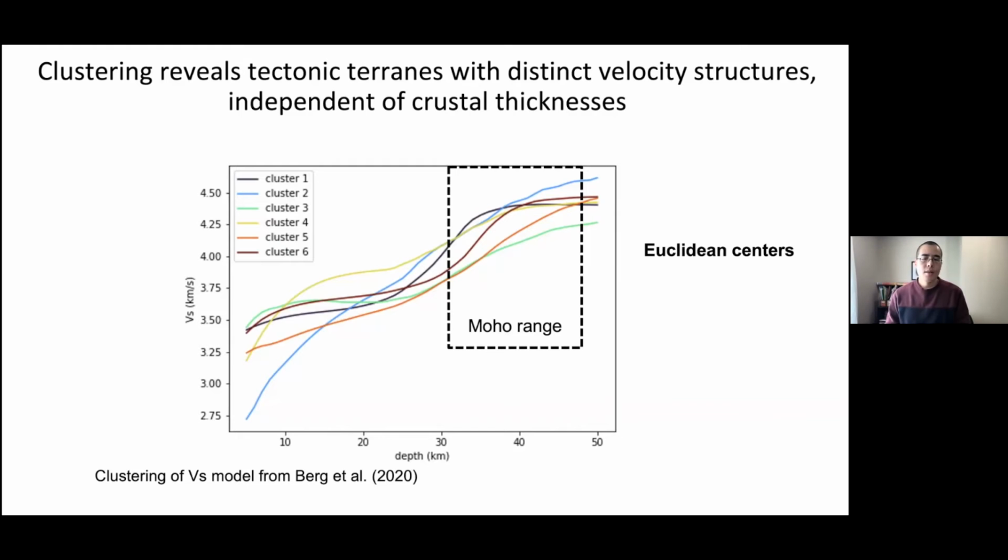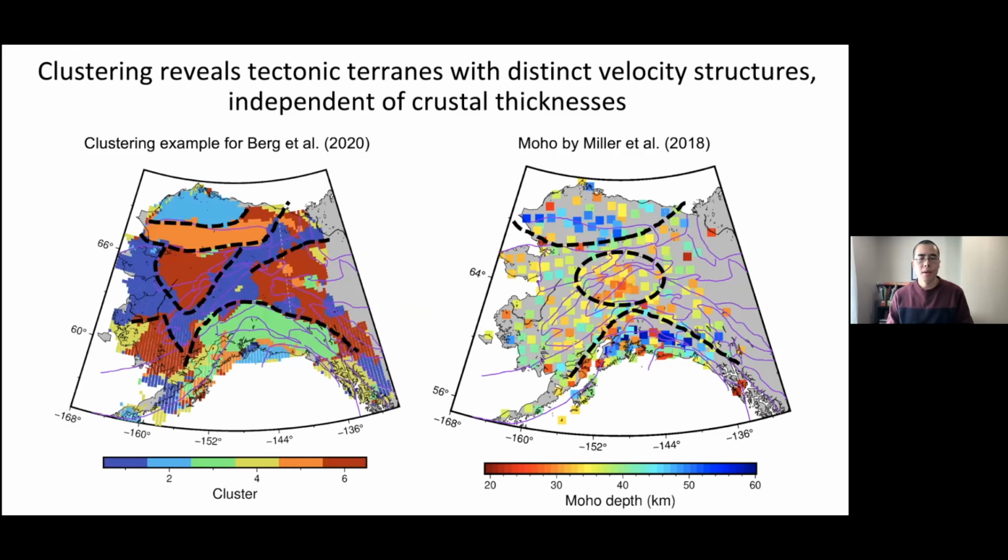We also plotted the cluster centers and compared that with the Moho range. While the Moho range is between 30 to 50 kilometers, a lot of velocity variations also occur in shallower parts, shallower than 30 kilometers. In summary, we could say that we do see clustering patterns that reveal very interesting groups of velocity structures that are independent of crustal thickness. This could be further reflected by a detailed comparison between the clustering result on the left and the Moho depth distribution on the right.